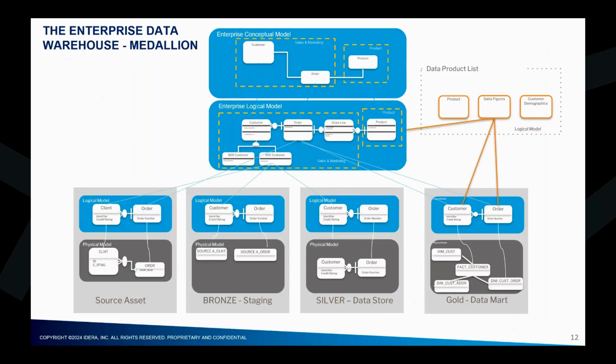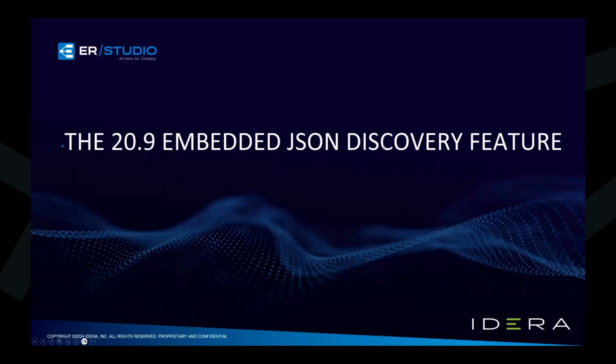All right, so obviously, as I mentioned, you could apply the same concept to ensuring consistency across your enterprise data warehouse. I should have clicked slides earlier there, showing the medallion approach here, even with data products and their connectivity, their linkage to assets within your data program. So what we're here today to talk about is this new embedded JSON discovery feature we have in 20.9.